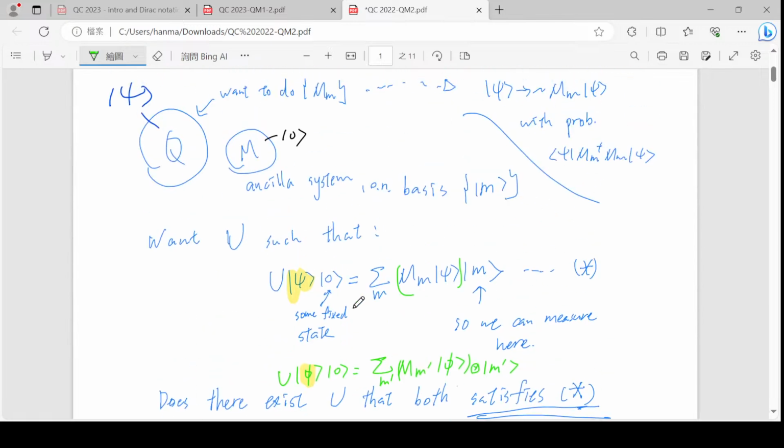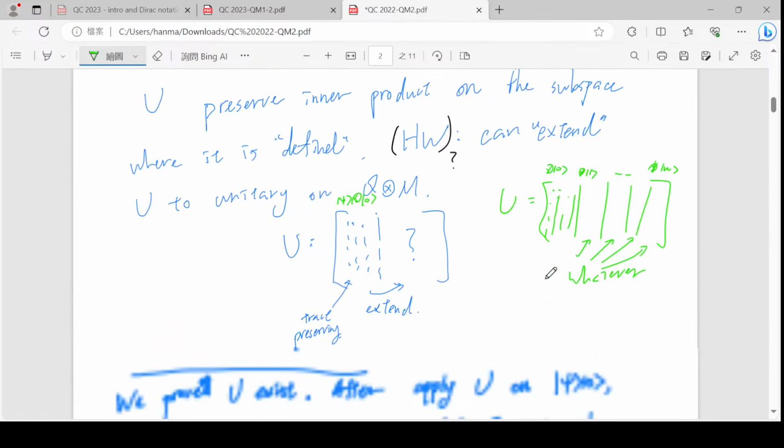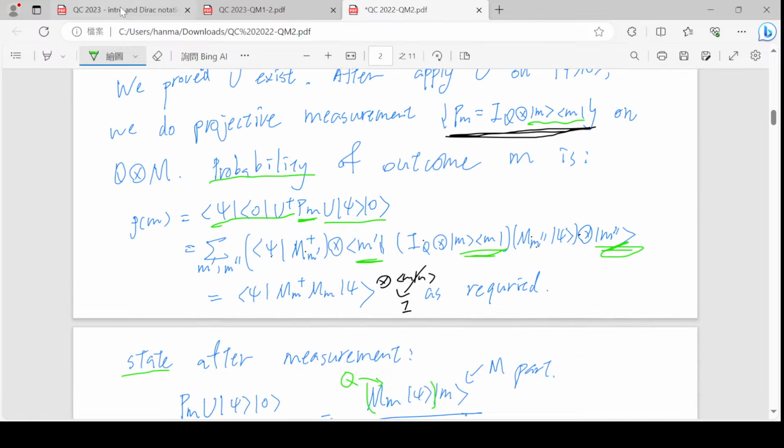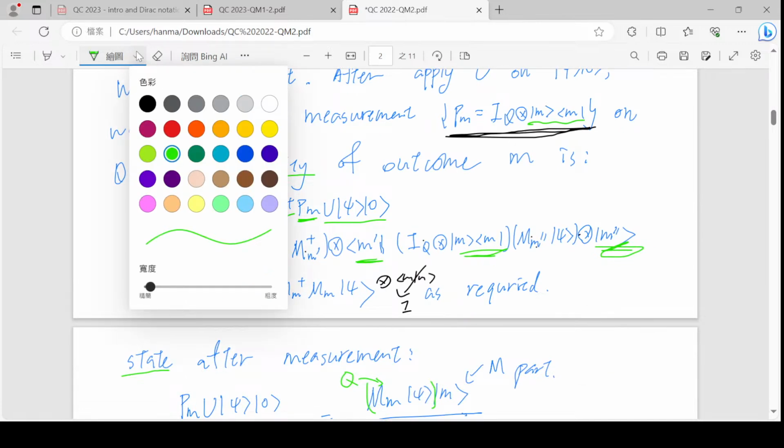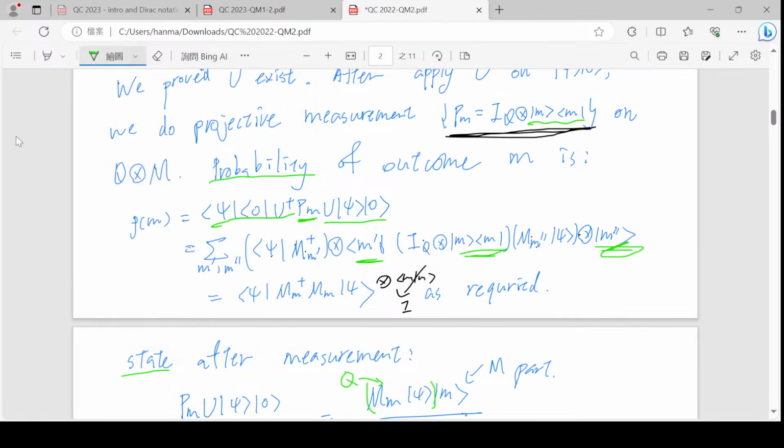let's write this down here again. As a reminder, U psi 0 equals the sum over m of big N, small m, psi tensor m.